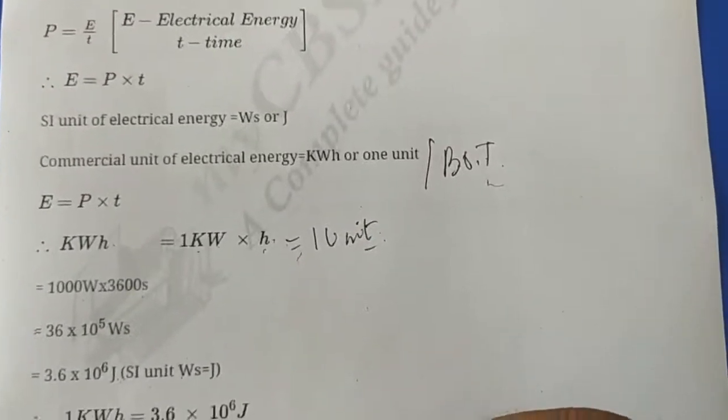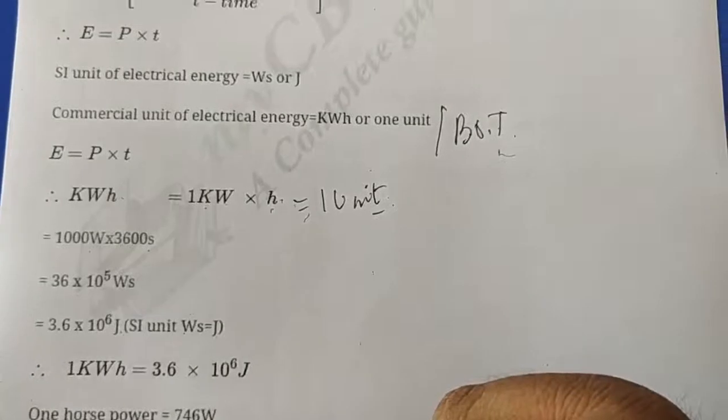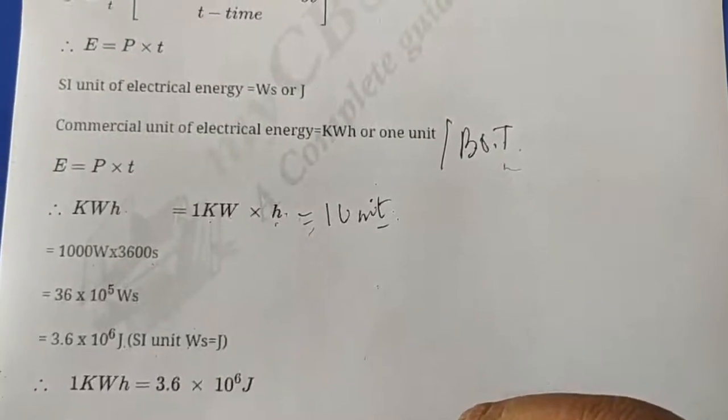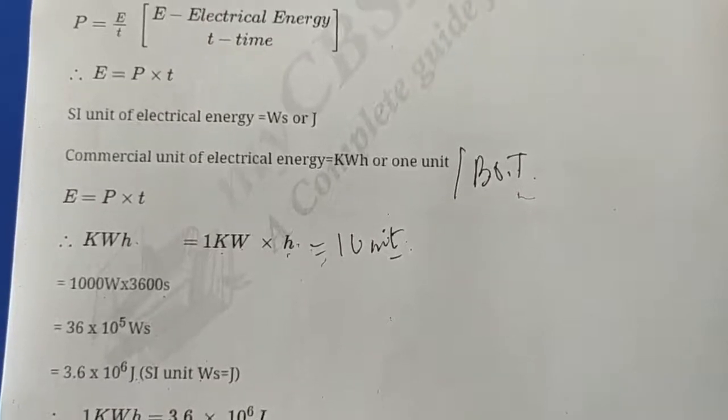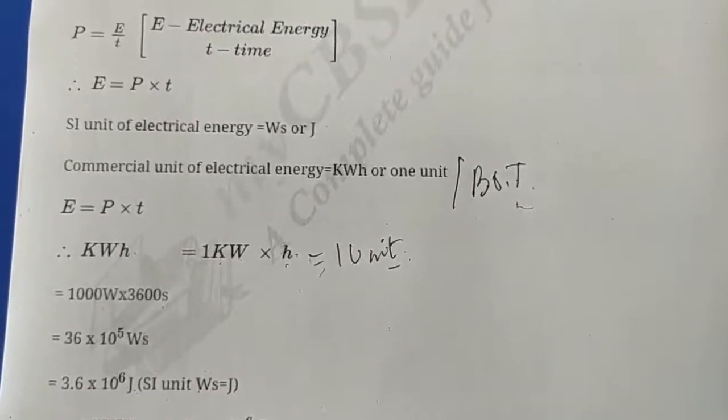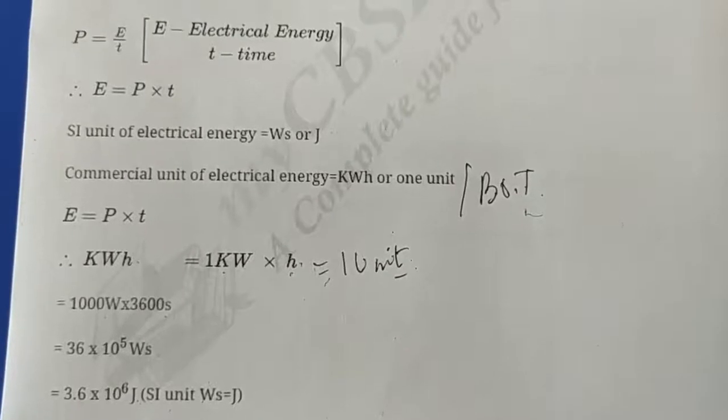The other unit of electric power is 1 horsepower. 1 horsepower is 746 watt, right? And 1 kilowatt is equal to 1000 watt, and 1 megawatt is equal to 10 raised to power 6 watt. These are the other units of power.